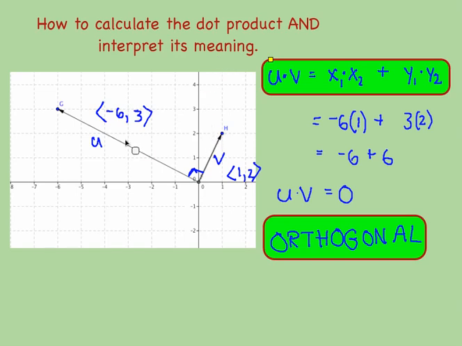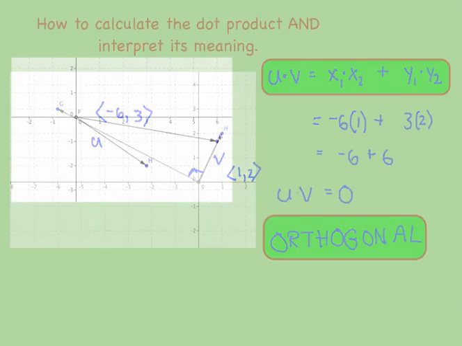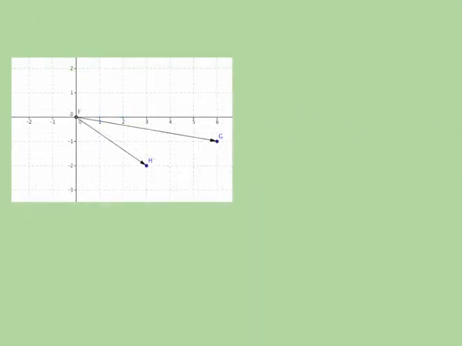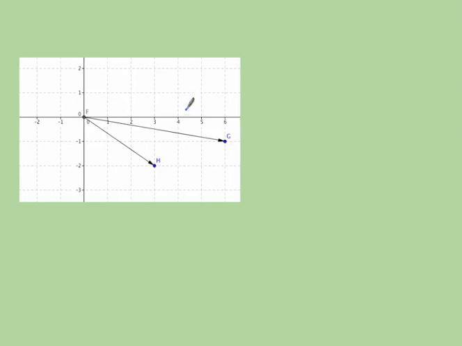In this first case, our two vectors are orthogonal. And how do I know that? My dot product is 0. All right. Let's look at these two vectors. Again, I can see that this vector is 6, -1, and this vector here is 3, -2. Just with a quick drawing, I can see that the angle between them is acute.